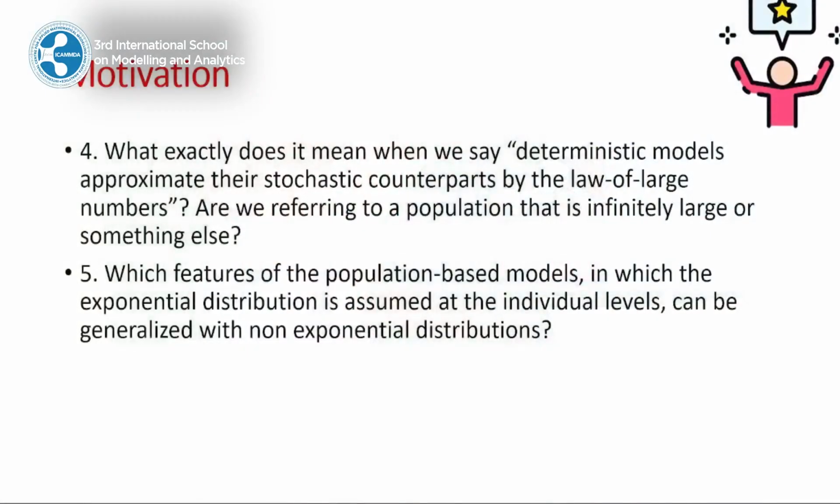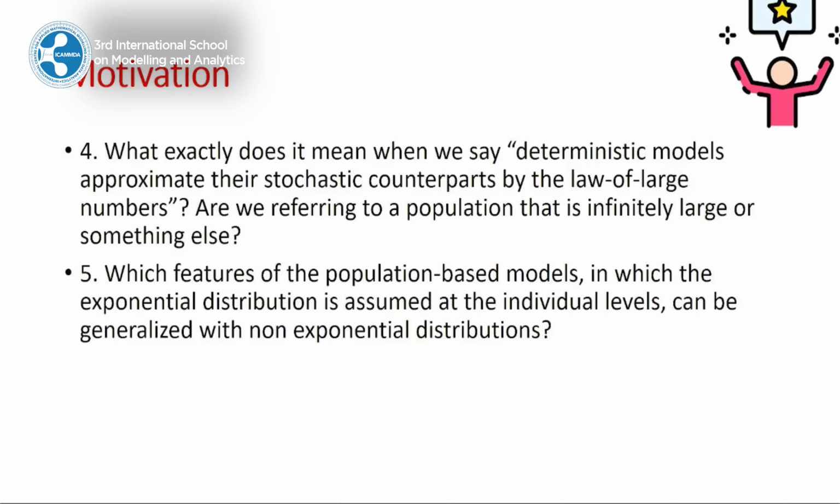So we are saying here that deterministic models approximate their stochastic counterparts. When the population becomes very, very large, there is what we call the law of large numbers. It makes the stochasticity reduce to deterministic. So the deterministic model becomes the approximate of the stochastic counterpart by the law of large numbers when the population is getting large. When we say law of large numbers, are we referring to a population that is infinitely large or something else? We need to define that as we go forward.